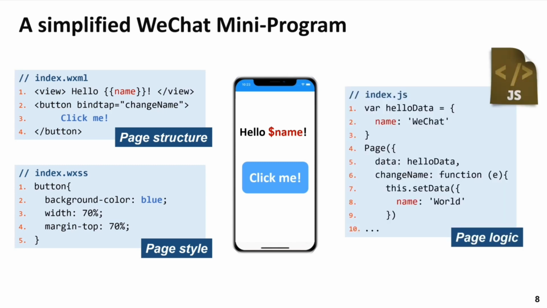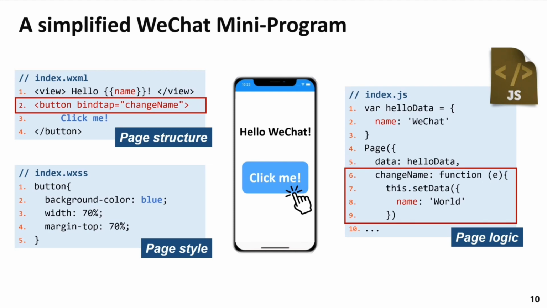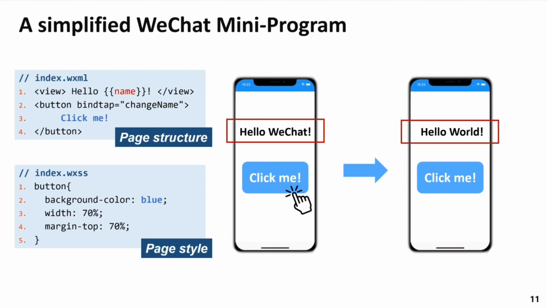The file index.js defines the page logic and is written in JavaScript. The file sets the property name as WeChat by default. The WeChat mini program development framework provides a dynamic binding mechanism. Therefore, when people access the index page, they will first see the string "Hello WeChat". If they click the blue button "Click me", the binding function changeName will be triggered, and the function sets the property name as world. The string on the index page will change from "Hello WeChat" to "Hello world".